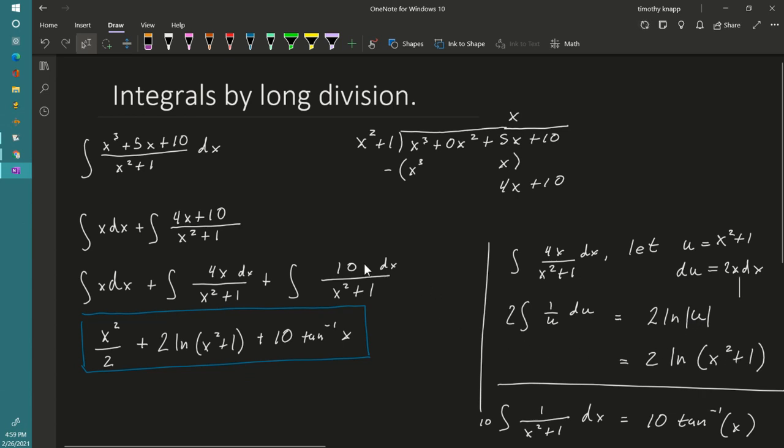Resubstitute. This one here is easy, or not so easy, but you hopefully should recognize this as an inverse trig. So I factored out my 10, leaving me 1 over x squared plus 1, which, if you look at your table of integrals, is just going to be on there. And then, so there it is. Oh, you got to add a plus c over here, plus c. All right, so there we have it, a crazy integral by long division.